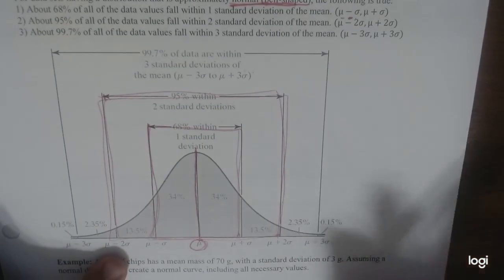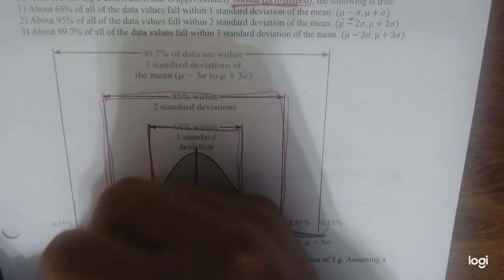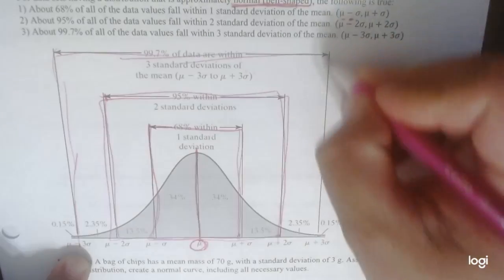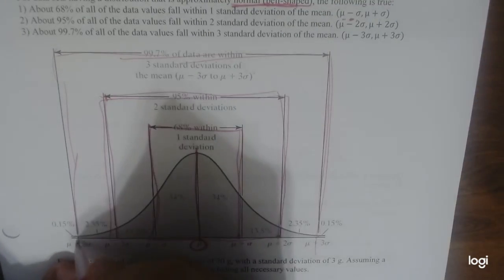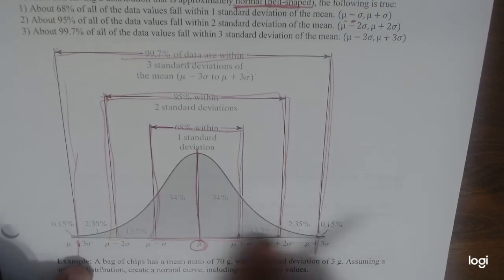Okay, and then finally, if you go one more out, way out here, and then way out here, so it's plus 3s and minus 3s, you're guaranteed 99.7%. So between these two numbers, 99.7, all the data values are between here no matter what.